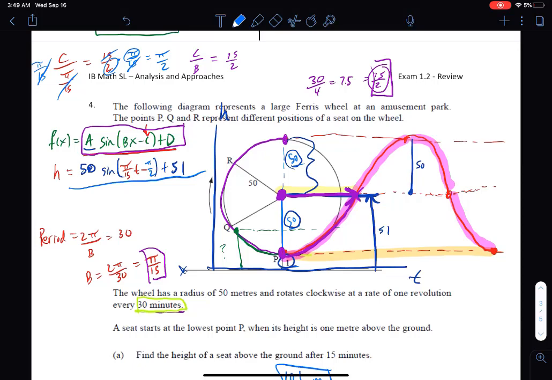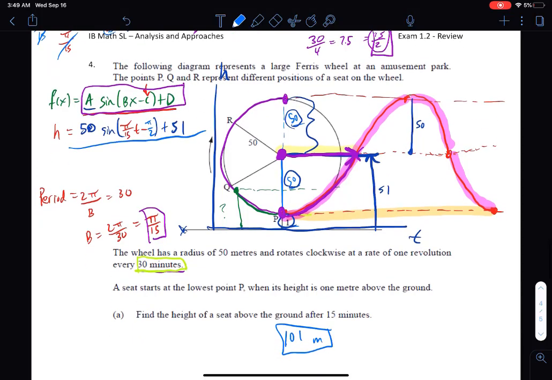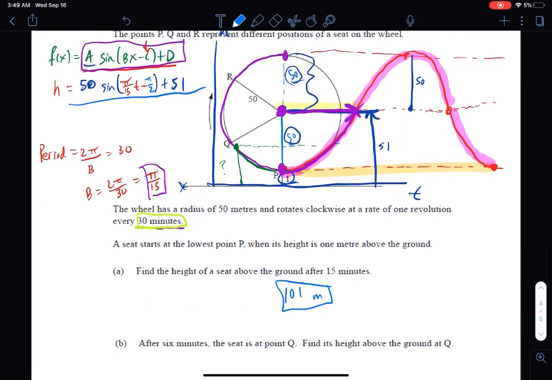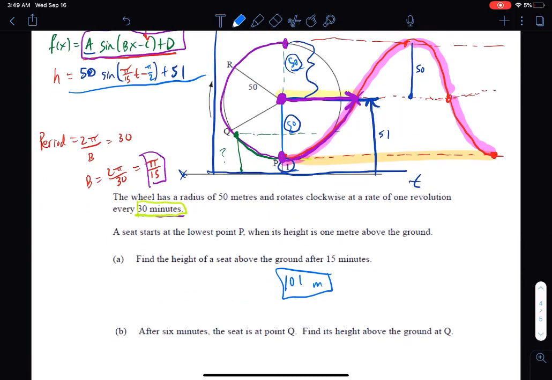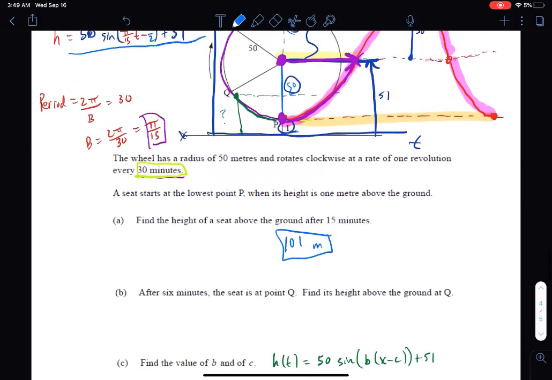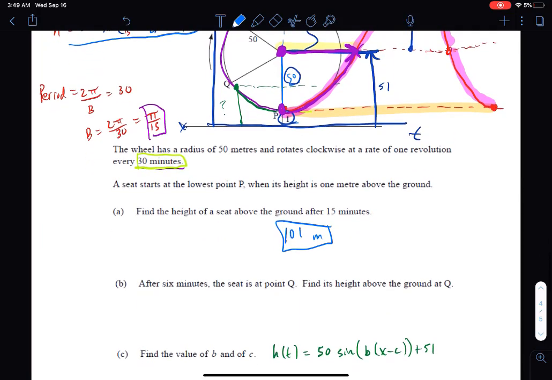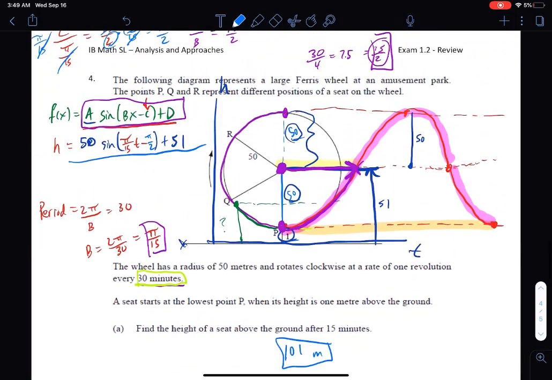All right? And now, once I piece all this, you take all those pieces and put it together. Remember, if you don't understand how sine waves work, you can't possibly make this equation. So you have to have a very good understanding. Now, after 6 minutes, what's the height of the seat at point Q? We're at Q, actually, so they tell me it's at Q. What's the height of the seat right here after 6 minutes? Okay? And I want you to find that.